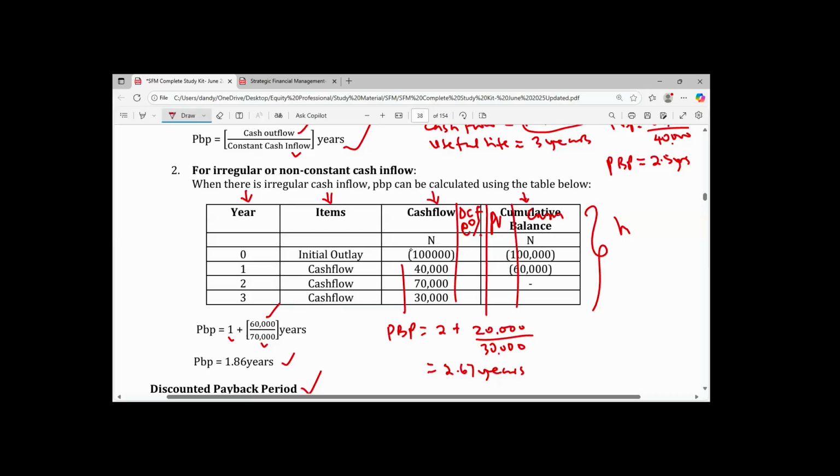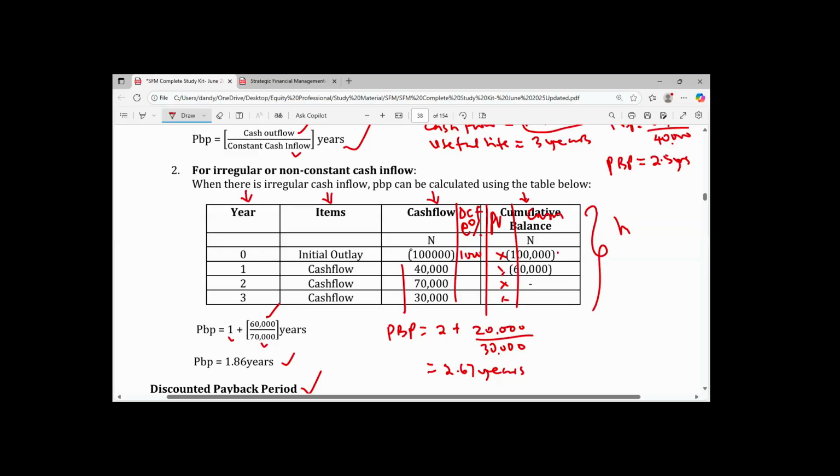So you get all your discount factor here, whatever it is, and you multiply with the cash flow to get the present value. All right, you get the present value. Then you say 100,000 naira, for example, minus the present value of year one. Whatever the balance you have at the end of year one, you carry forward and continue to recover it.